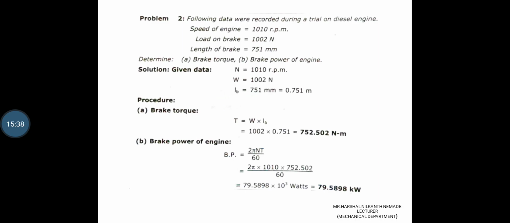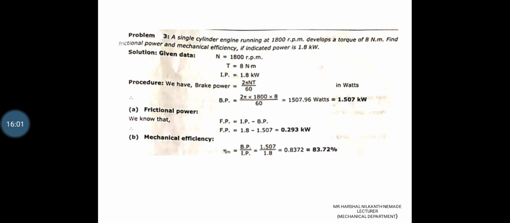After that, brake power of engine BP is equal to 2 pi N T divided by 60. Whatever the values are given, substitute and you will get the brake power. Brake power of engine will be 79.5898 multiplied by 10 raised to 3 watts, which is equal to 79.5898 kilowatt. The third problem is given again, same.